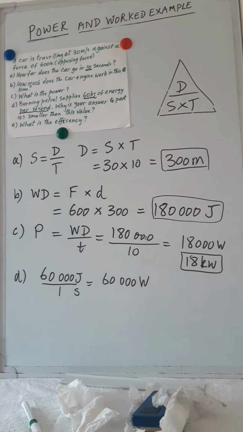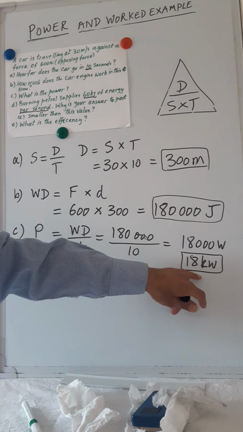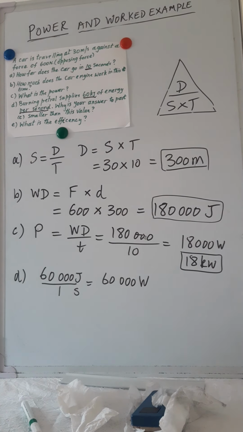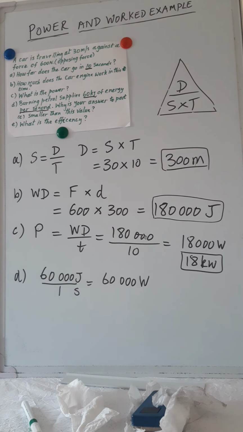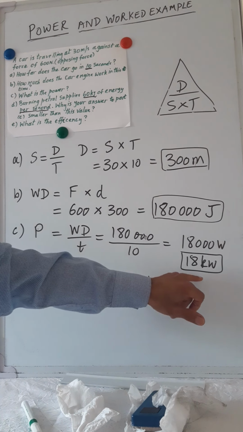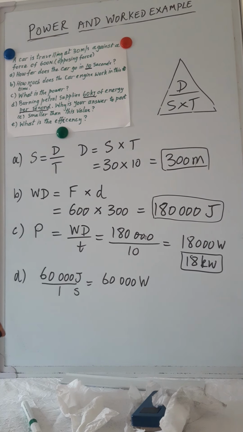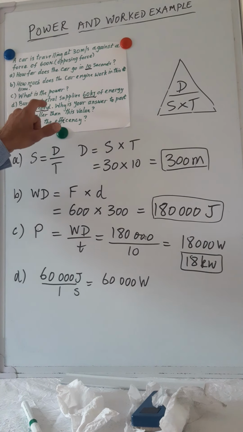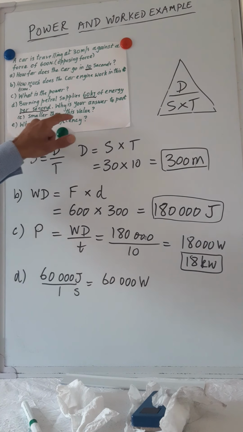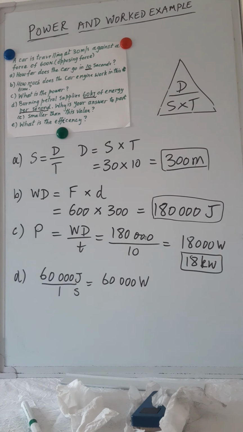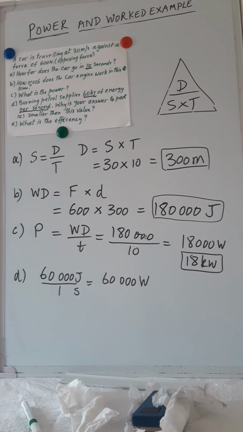And our answer is coming to 18 kilowatts. Now, why is there a discrepancy? It's burning that much fuel, but it's only getting 18 kilowatts out of it. The question says, why is your answer to part C smaller than this value? The answer is smaller because a lot of the power is wasted as heat or due to friction and air resistance.